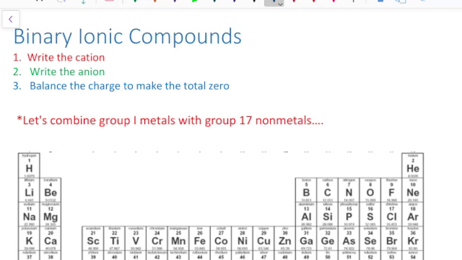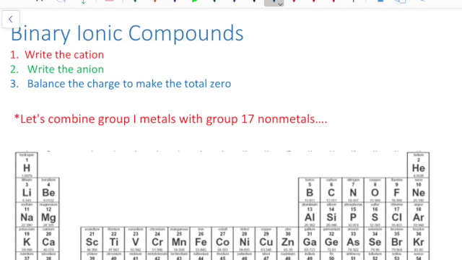So now we're ready to write binary ionic compounds. I'm going to quickly go in and put my charges in. And here I'm ready to go. Binary means 2, ionic compounds. Ionic is a metal plus a nonmetal. Binary means there's just one metal, one nonmetal, and here we go. So how do you do it? You write the cation, you write the anion, you balance the charges to make the total charge 0.